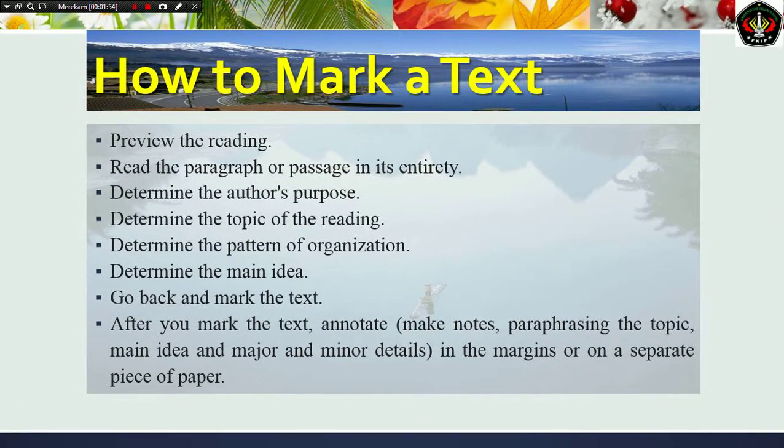How to mark text? Preview the reading. Read the paragraph or passage in its entirety. Determine the author's purpose. Determine the topic of the reading. Determine the pattern of organization. Determine the main idea. Go back and mark the text. After you mark the text, annotate it in the margin or in a separate piece of paper.